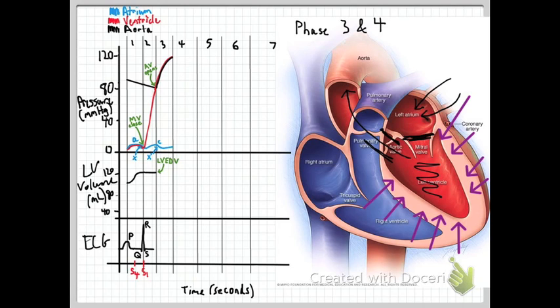Here we will also see a rapid decline in LV volume as blood has been ejected into the aorta from the left ventricle. Now let's talk about phase 4. Let's move over to the EKG.